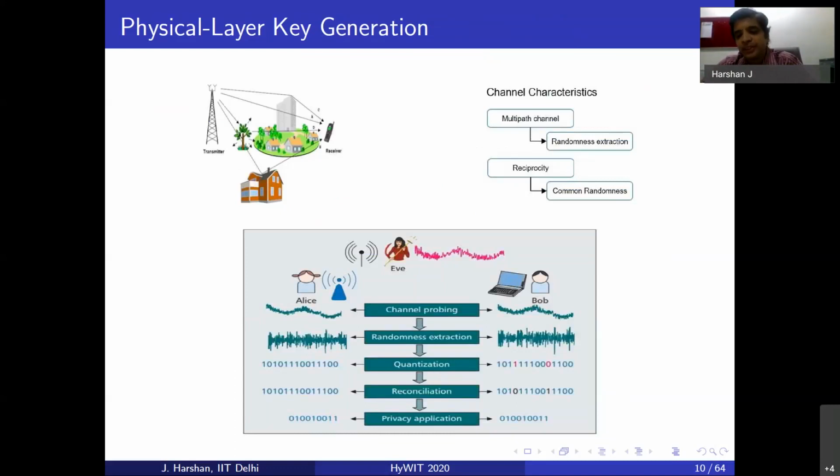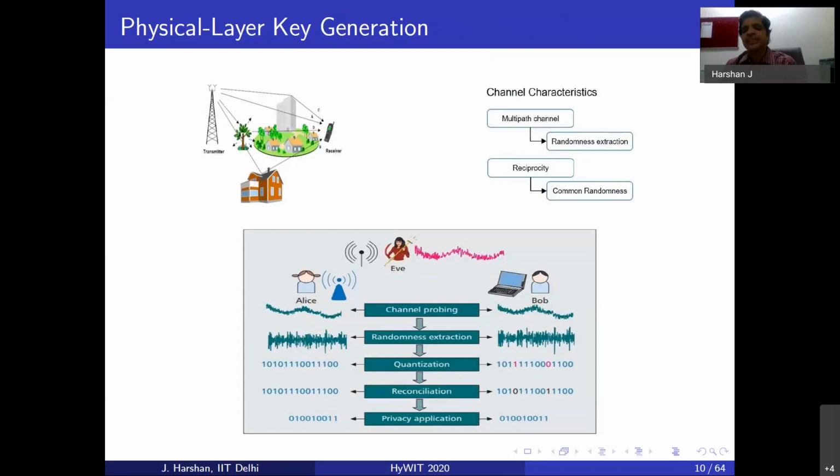And the other reason is what is very well known as reciprocity. What this means is, if these two nodes exchange their pilots within what is called the coherence block, meaning imagine the environment around them is almost the same during this process, in which case the channel variations observed at one node are going to be highly correlated with observations at the other node. And this, in essence, is going to give them a common source of randomness, which is accessible as well as secure.